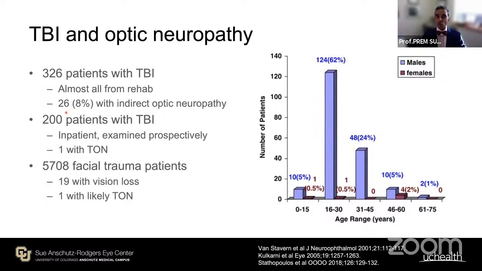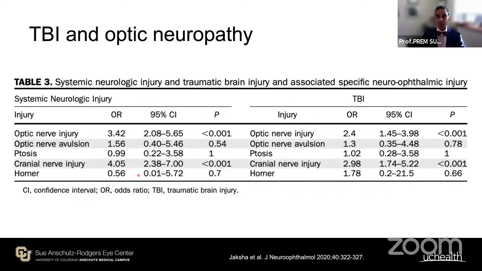However, if you take 200 patients with traumatic brain injury, just all comers, and that's what's shown in this graph over here, a typical distribution, mostly men, mostly young men, only 1 out of 200 had traumatic optic neuropathy. And of 5,700 facial trauma patients, 20 of whom had vision loss, only 1 had traumatic optic neuropathy.